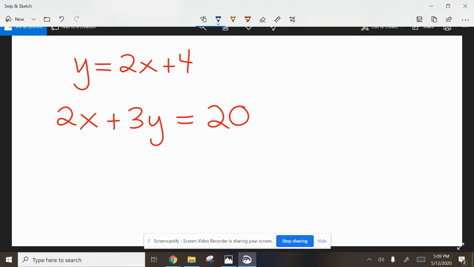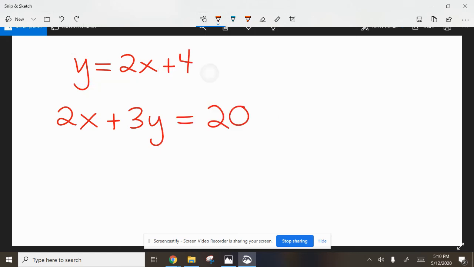So let's take a look at this problem. When I look at this first problem, the top equation, if I said read this as a sentence, you would say y equals 2 times a number x plus 4, right? So now if we're going to deal with this problem, let's go ahead and start.